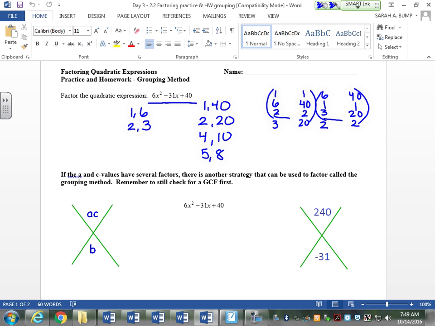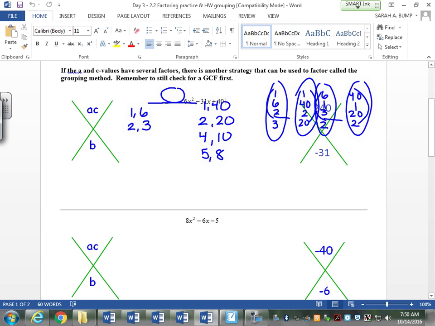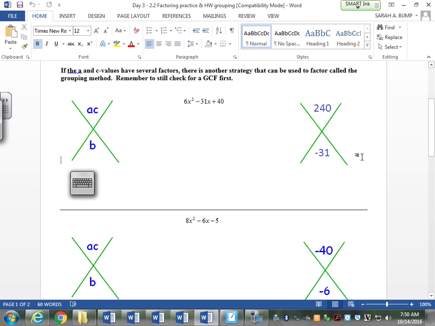That's a lot of different combinations, which you could figure out, especially if you're really good at your multiplication facts and you can figure out, well, what has to go in these first ones so that when I multiply it by these second ones, I add up to negative 31. It's possible. But if you're spending too much time guessing and checking and not getting anywhere, then we have this other strategy. So this other strategy is called the grouping method. And it's going to come up later in the year when I teach you how to factor polynomials with 4 terms. So it's a good strategy to know now because it will come up later.